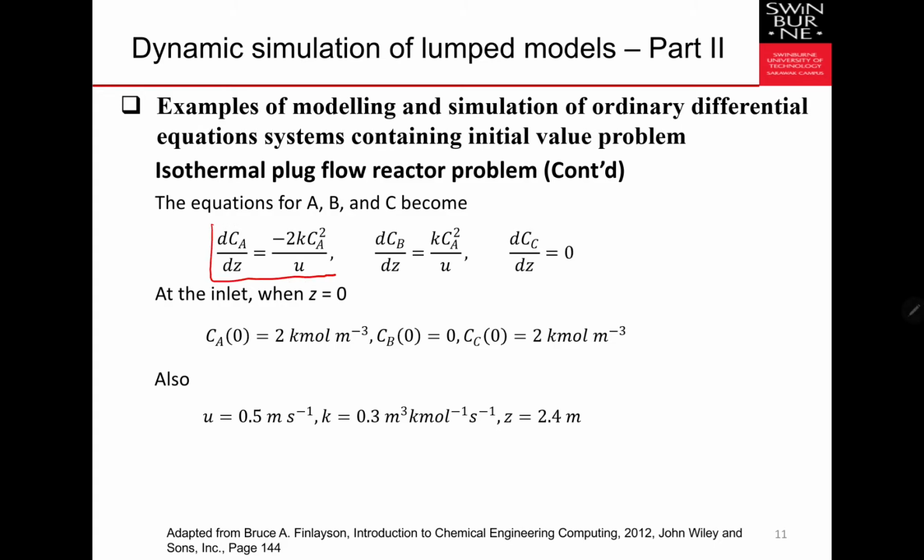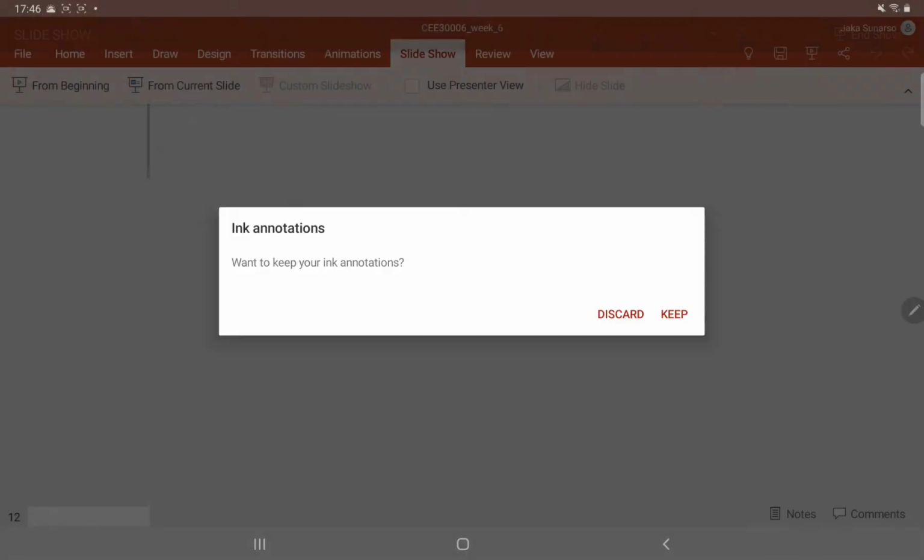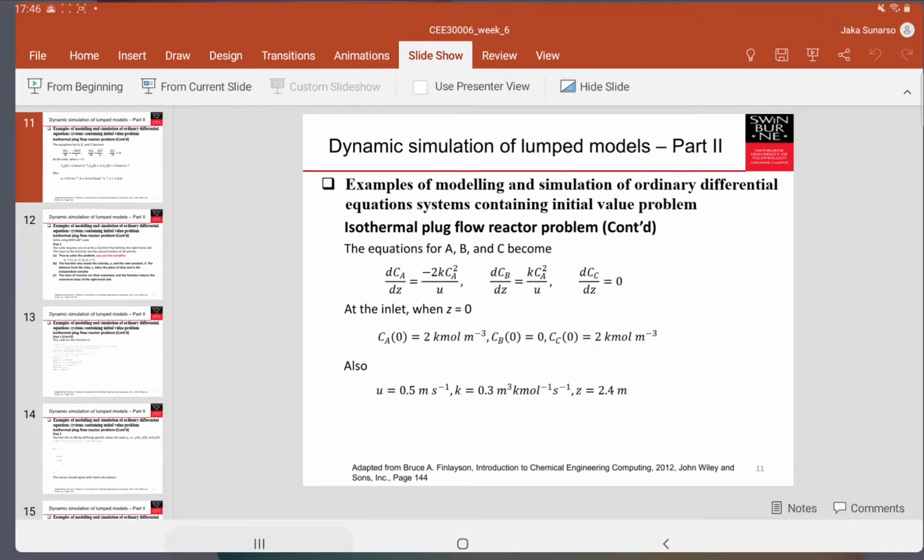So then dCA over dz can be defined as this, dCB over dz can be defined as this, and dCC over dz can be defined as this, because no C is consumed or produced. B in here has a positive sign, so it is produced, and then A in here has a negative sign because it is consumed. And then we have as an initial condition this, and then also we define the value of the parameters. The detail in the derivations again is shown in the additional materials.